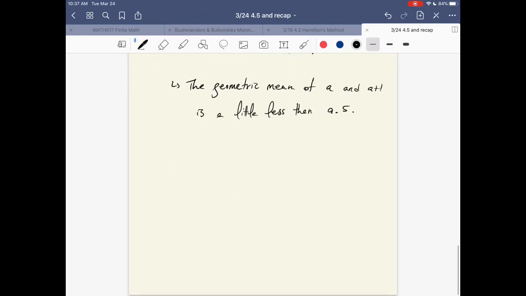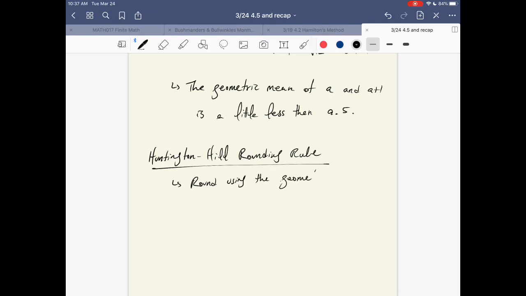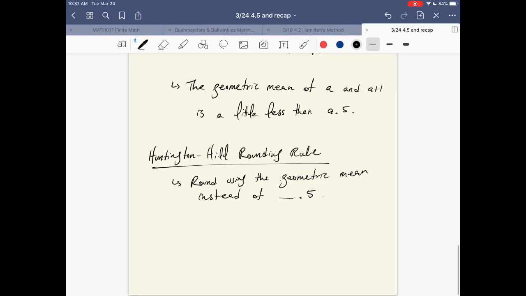Good. And so now we can talk about the Huntington-Hill rounding rule. The Huntington-Hill rounding rule basically says round using the geometric mean instead of some number like 0.5. Okay, so let's give that a go.